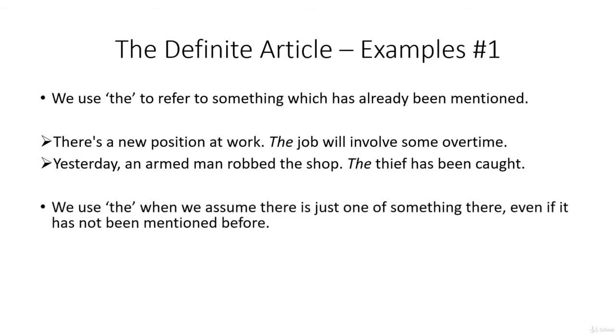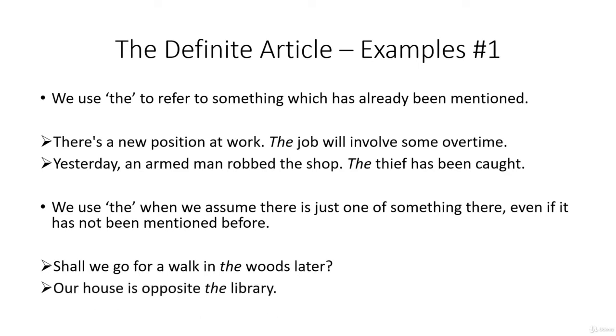And we use "the" when we assume there is just one of something there, even if it's not already been mentioned. So shall we go for a walk in the woods later? Now in this case, we're assuming that you're not surrounded by dozens of woods. There's only really one you can go for a walk in. And our house is opposite the library. Again, you would expect just to be one library, and that's the one we mean.